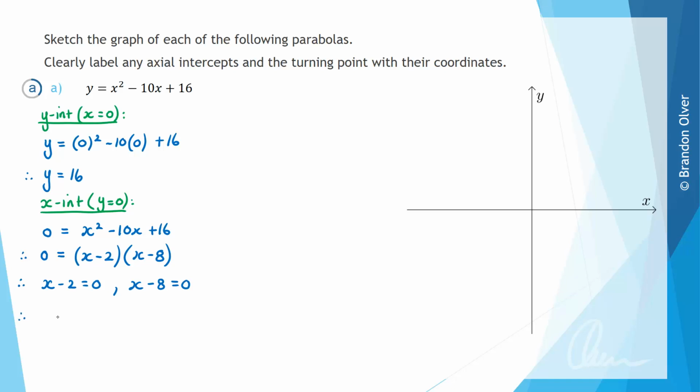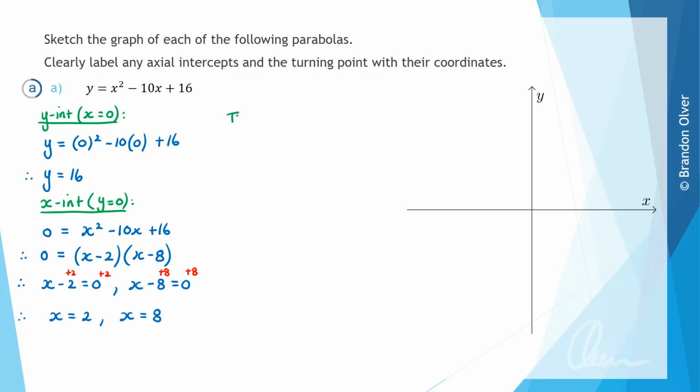And then solving for x, we simply find that x could equal 2. So we add 2 to both sides of the first equation. Or we get that x could equal positive 8. And we would get that by adding 8 to both sides of our second equation.